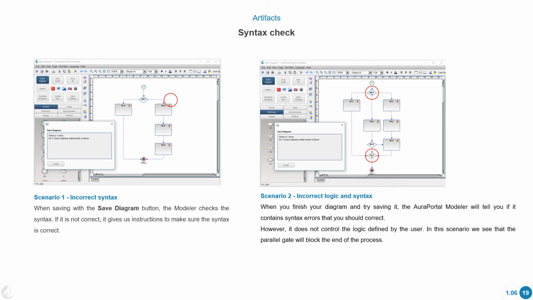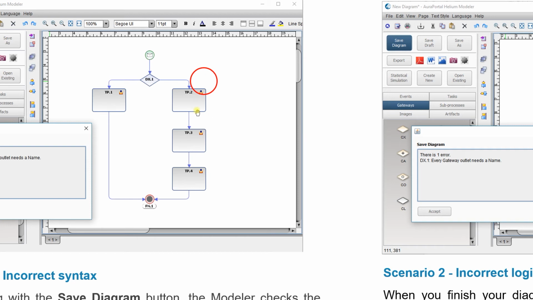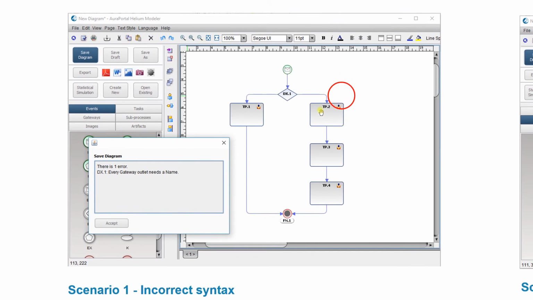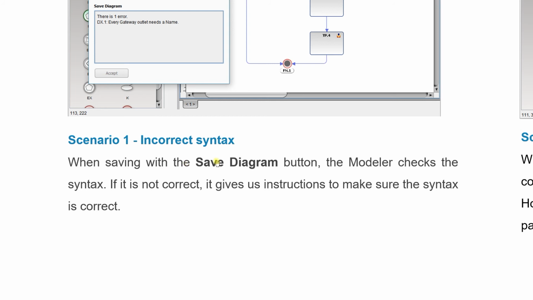The last thing I'd like to mention is that when we save the diagram, the modeler is actually going to tell us what's wrong. So let's say, for example, in this first scenario, we've added a gateway. And in this gateway, we have several outlets. And these outlets don't have a name. Okay, so the system is going to tell us, look, in DX1, it's this gateway here, the outlets need a name. So it's going to tell us what we've done wrong. Okay, so as it says here, when saving the diagram, the modeler is going to check the syntax. If it's not correct, it's going to give us instructions on how to solve this.